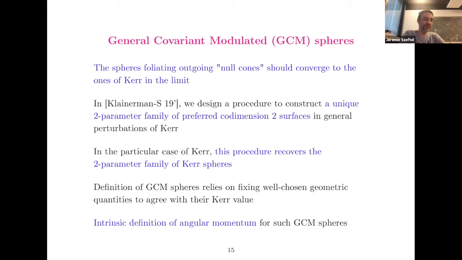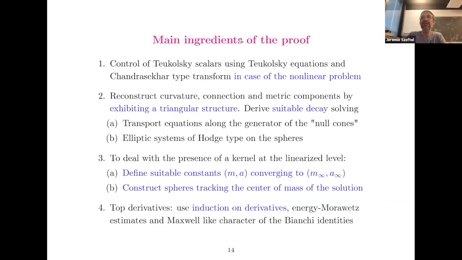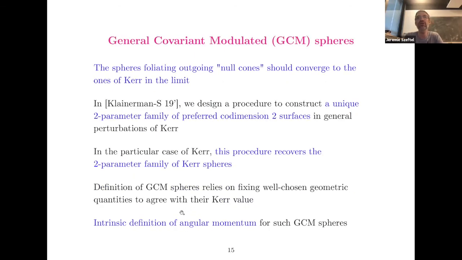And I should mention that on these spheres we can also find an intrinsic definition of angular momentum, and this is the one that is used. Sorry, let me come back to my previous slide. So when I'm talking about suitable constants M and A, the parameter A is the intrinsic definition of angular momentum. And the mass M is also easy to compute, but is the so-called Hawking mass of these spheres.